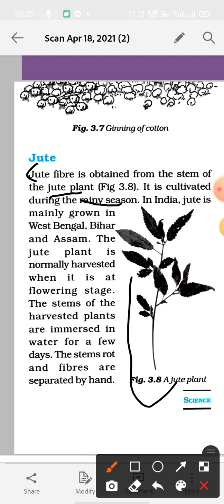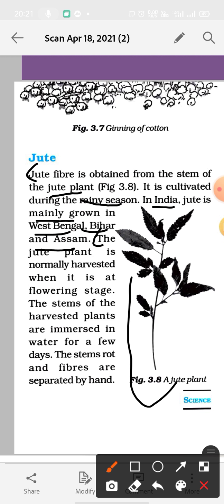ये कब cultivate किया जाता है? During the rainy season. In India, jute is mainly grown in West Bengal, Bihar and Assam. So these are the three places where jute is mostly grown. What is the name of these places? West Bengal, Bihar and Assam.